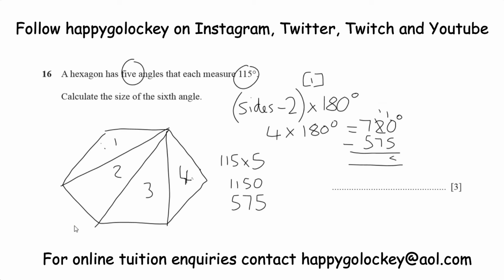10 take away 5, 5, can't take away from there. 11 take 7 is 4, and 6 take away 5 is 1. So we should have 145 degrees in the missing angle. So if we check again by adding up the angles we've already got plus the angle we think it is, that takes us to 670, 710, 720 degrees. And that's what it should be. So we've checked it back as well, and we know for a fact the answer is 145 degrees.